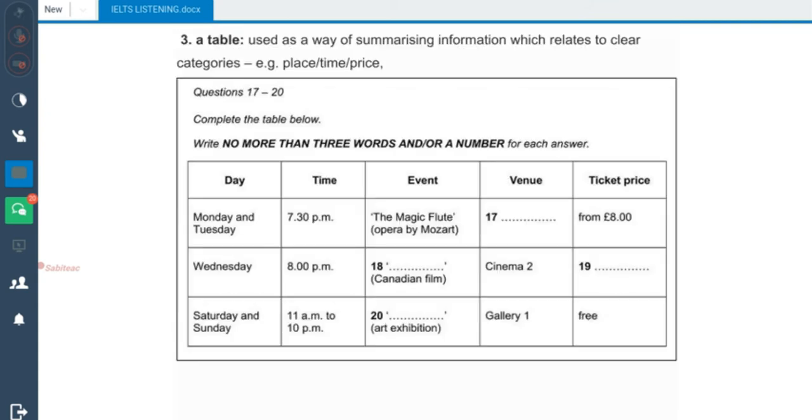Right. So this is another kind of question that you see in the listening section. This one is a table. Tables are also very common. A table is used as a way of summarizing information which relates to clear categories: place, time, price. Those are the common things that you see on a table.